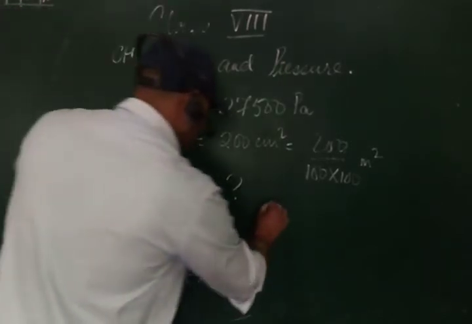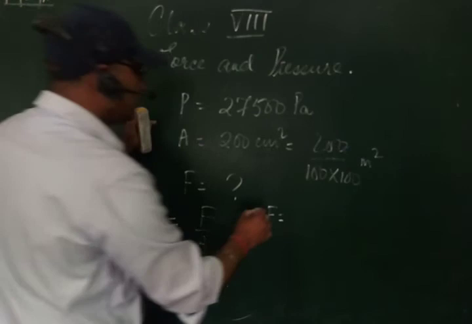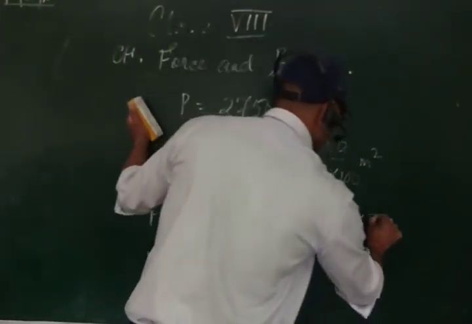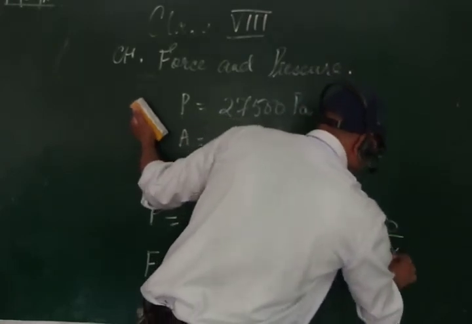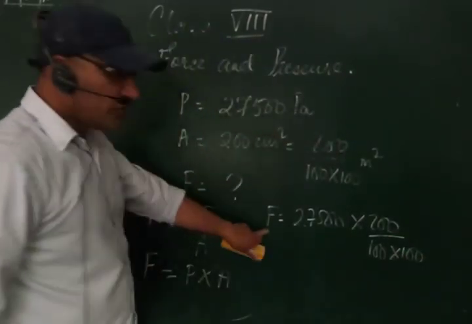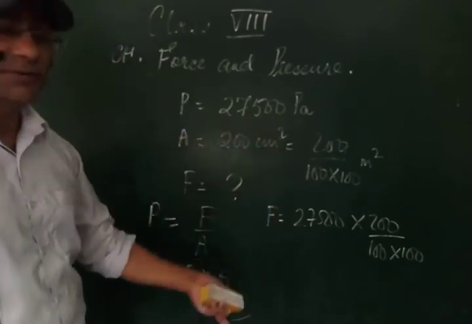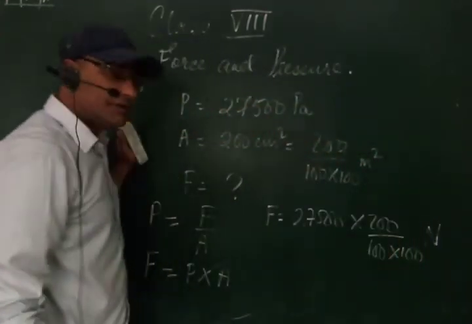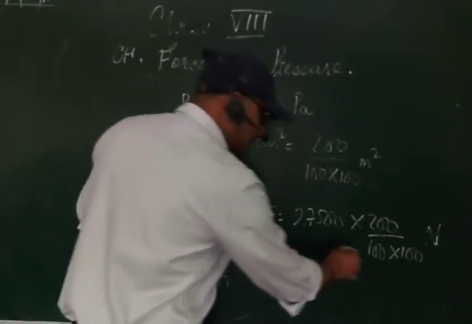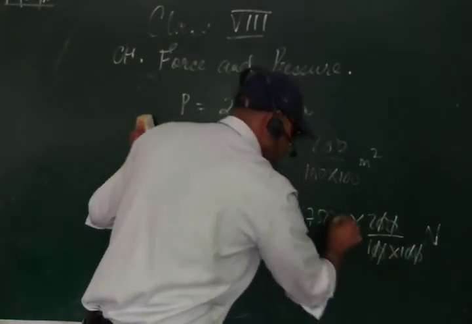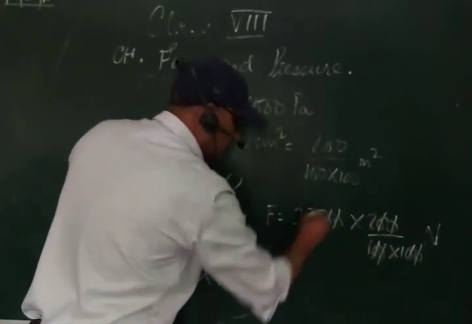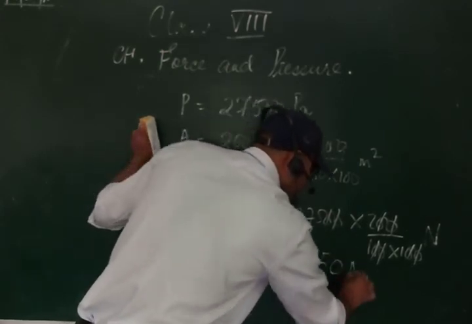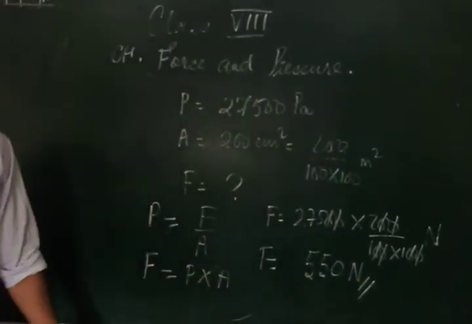So force is equal to pressure, which is given as 27500, into area, which is 200 upon 100 into 100. The unit of force will not remain as Pascal, centimeter square, or meter square. Force has a separate, different unit that is called Newton. That will be converted directly. We can write it in the form of Newton now. Cancel the zeros. Let's multiply the whole numbers now. 2 5s are 10, 2 7s are 14, 15, 2 2s are 4, 5. So 550 Newton. This will be the force.